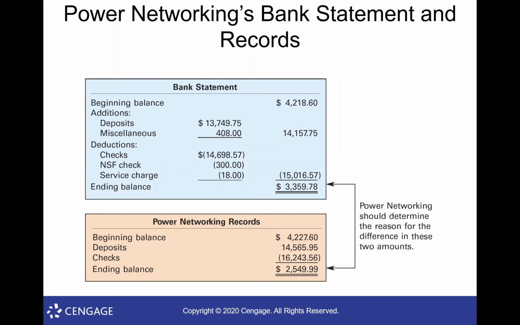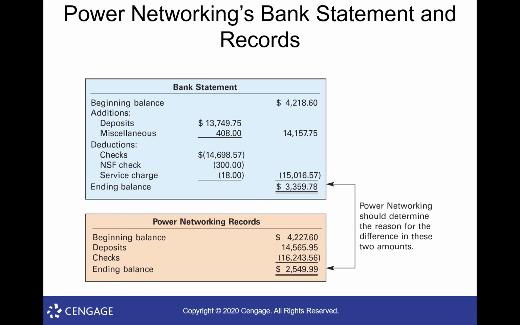So here's a comparison of your bank statement and your records. Their bank statement ending balance shows $3,359.78, but the ending balance in their books, their cash account, is $2,549.99. So when we reconcile, we have to figure out what accounts for the differences between these two balances. Usually, like I said, it's either things like I've written checks but they haven't yet cleared the account, or I made a deposit but it's not yet showing on the statement.